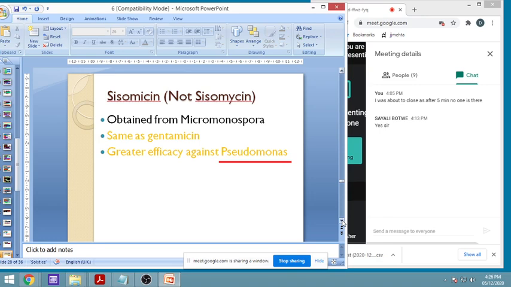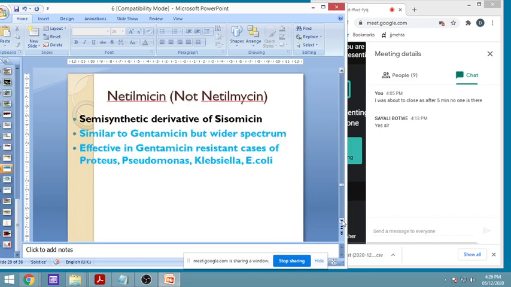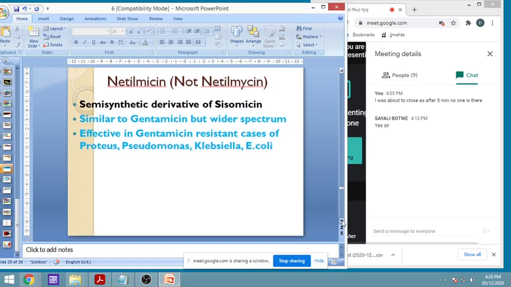It is the same as gentamicin. It has greater efficacy against Pseudomonas. Then netilmicin. Just remember, it is a semisynthetic derivative of sisomycin, similar to gentamicin but with a wider spectrum. It is effective in gentamicin-resistant cases of Proteus, Pseudomonas, Klebsiella, etc. So that way it is a better one, but again it has little use.